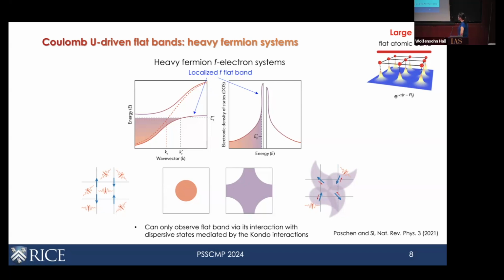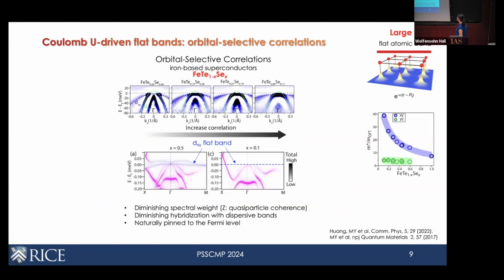And when you turn on interactions, Kondo interactions here between the localized electrons and the conduction electrons, then you can start to see the presence of these so-called flat bands via the hybridization of the flat band with the dispersive states, right? So you can start to see them, and that's the only way in which we can actually see these from a spectroscopy perspective.